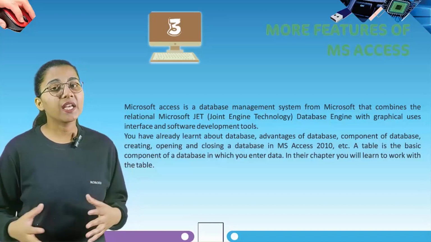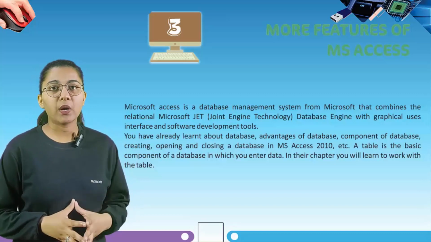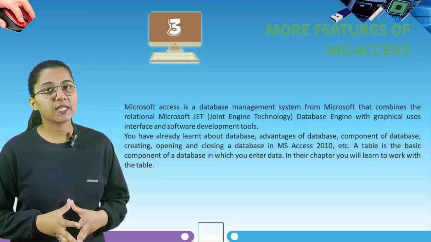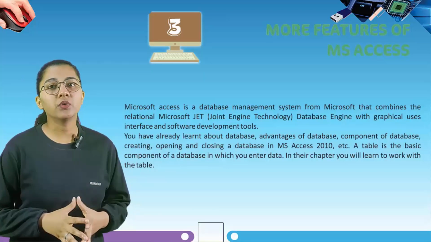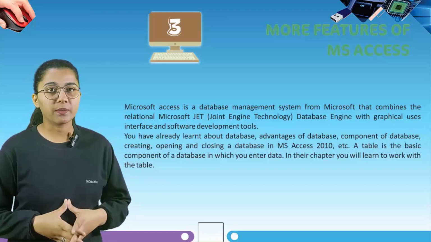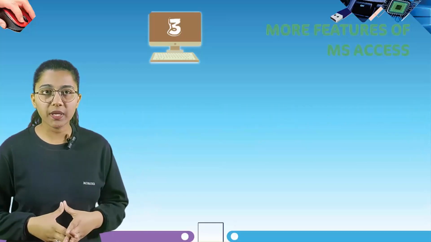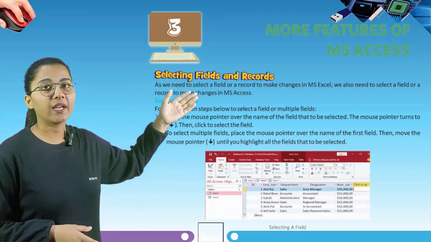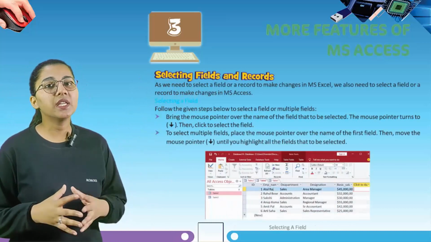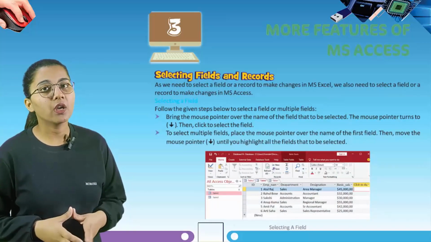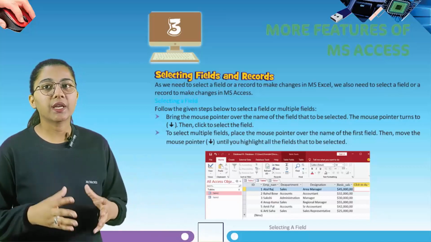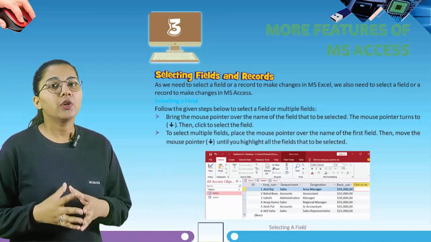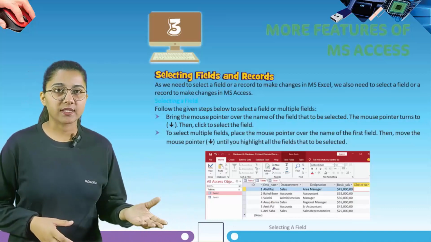So students, as we have learned previously about some components of database such as advantages, disadvantages and many more, now we are going to learn more about MS Access. So our first topic is selecting field and record. As we need to select a field or a record to make changes in MS Excel, we also need to select a field or a record to make changes in MS Access.